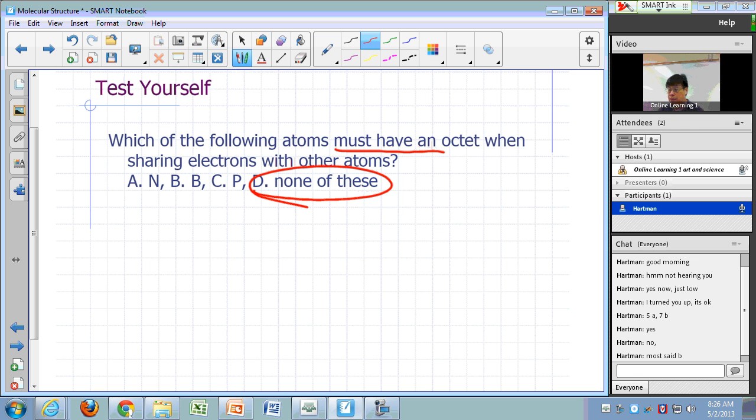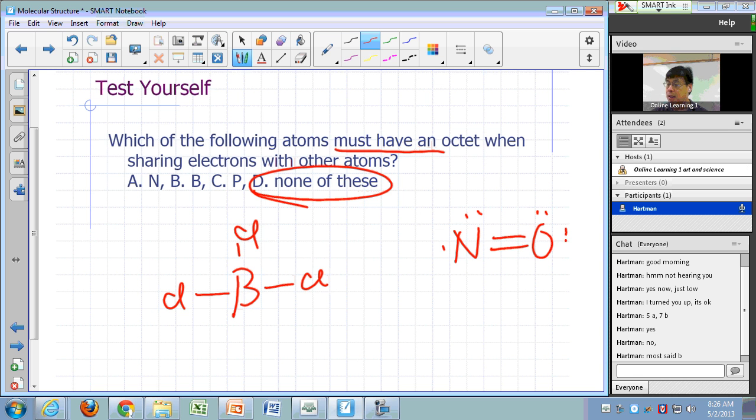Why none? Remember we said the octet rule is not a strict rule. In fact, boron's an exception. BCl3, remember, didn't have an octet. Nitrogen, we've seen an exception too. It doesn't have to have an octet. So not having an octet doesn't mean your structure is wrong. It simply means that's not the first thing you would guess, you would imagine happening. So that's just a guide.